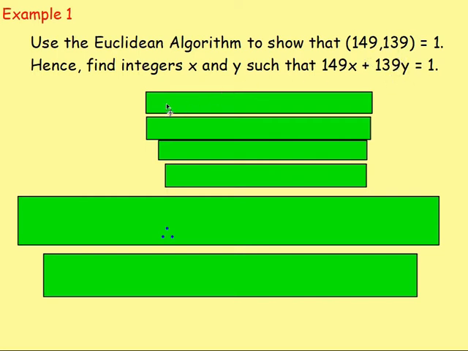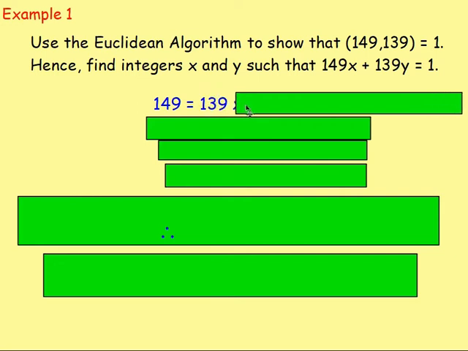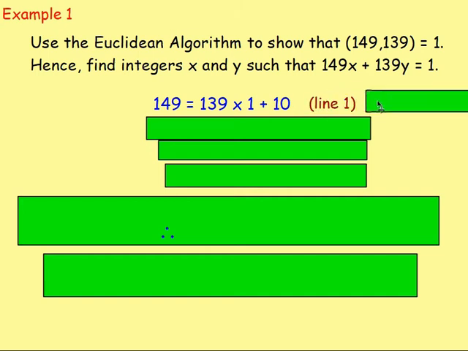So you want to start with the larger number, the 149, and write it in terms of the smaller. So we're going to have 149 equals 139 times something plus something. Obviously, there is just one 139 that will fit into 149, but we will have a remainder of 10. What I'm going to do beside that is call that line 1.